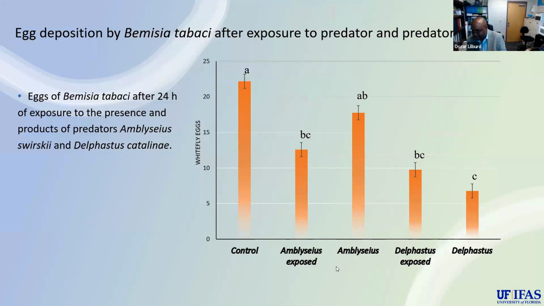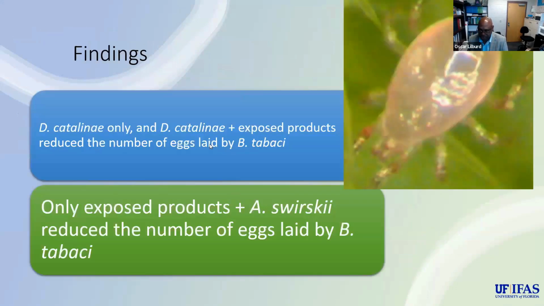Again, the presence of the wrapping caused a significant reduction in the number of whitefly eggs. When we had Delphastus catilina by itself and Delphastus exposed, we had a reduction in the number of eggs. However, when we had Amblyseius swirskii by itself, there was no reduction. But when we had Amblyseius swirskii plus the wrapping, we saw a reduction in the number of tabaci, or the number of whitefly eggs.